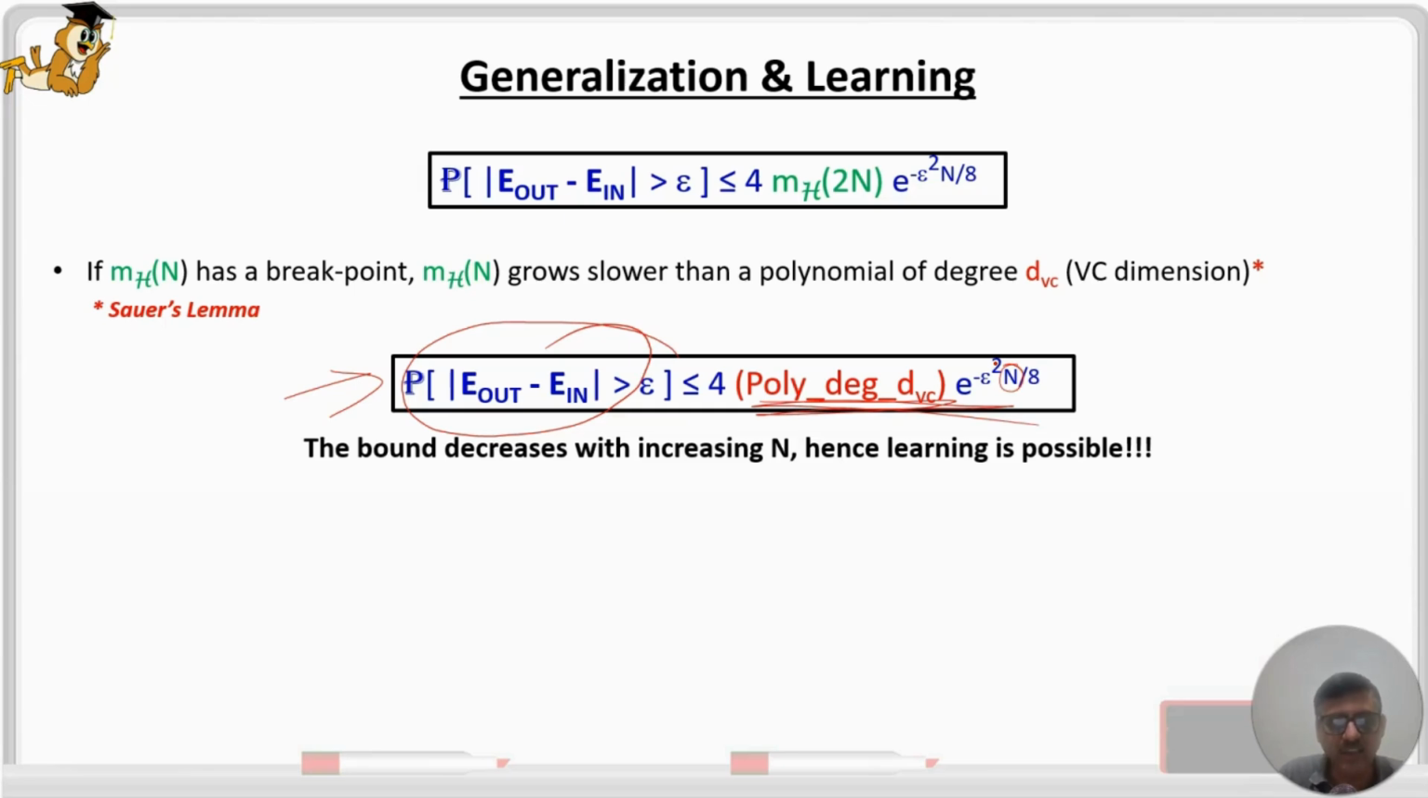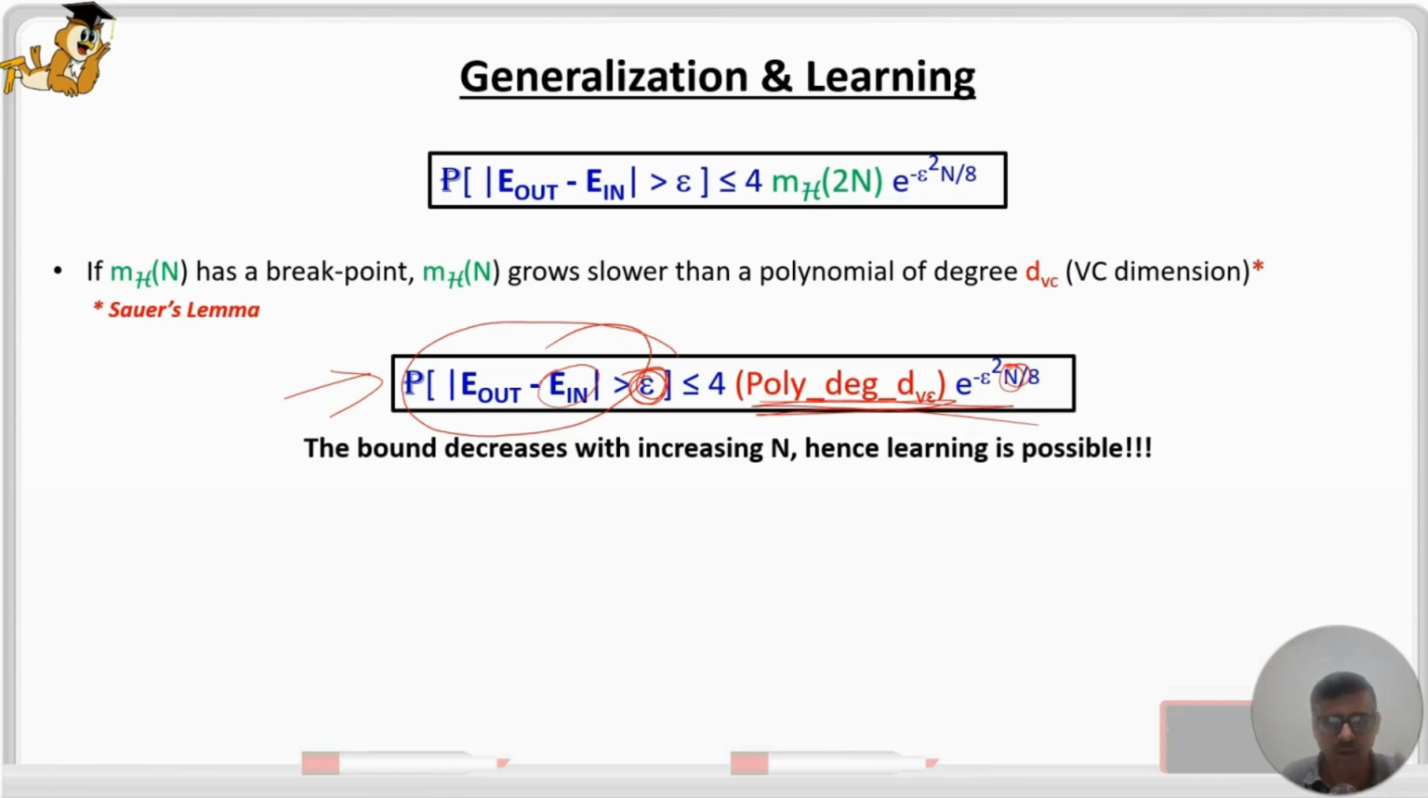So I'll restate this result. The probability of the modulus of E out minus E in, that means the probability of E out differing from E in by larger than any given epsilon, can be made smaller and smaller by increasing n. Which means you can make sure that E out is as close to E in as possible, and that is indeed generalization, and therefore learning is possible.